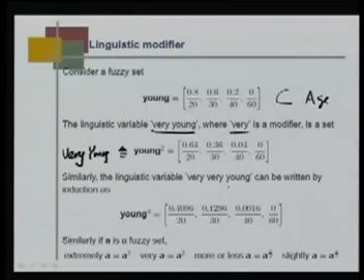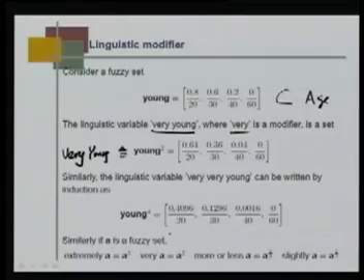Similarly, the linguistic value very very young can be written by induction as young to the power 4. If I define very young to be young square, then very very young has to be young to the power 4. So, in that case 20 gives 0.4096, which is 0.64, the membership function, squared. 0.36 squared is 0.1296, 0.04 squared is 0.0016, and similarly 0 is 0. So, this is the notion of a linguistic modifier.